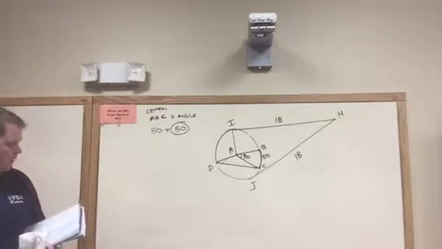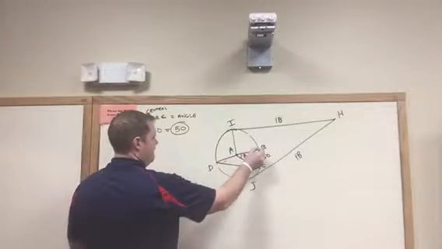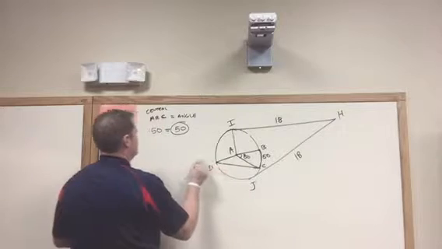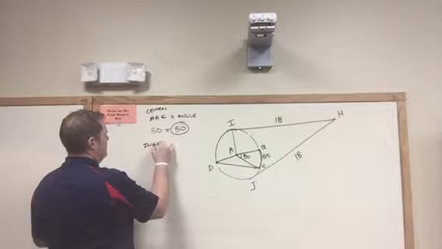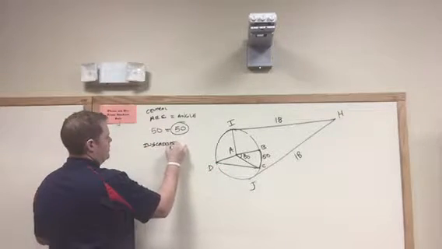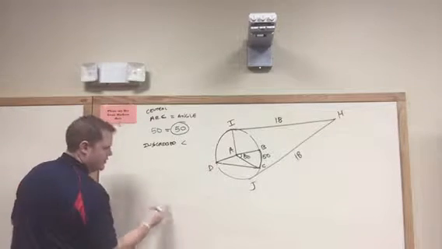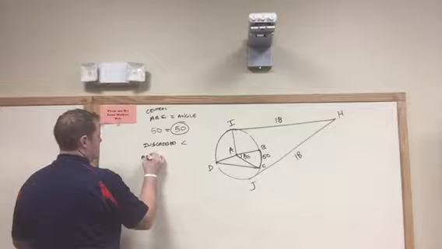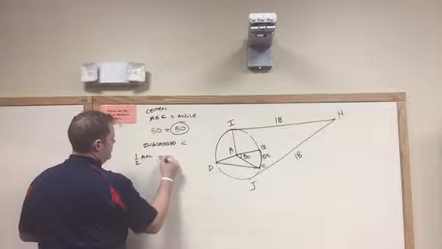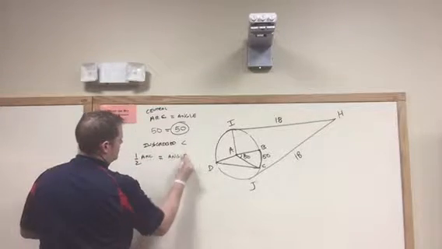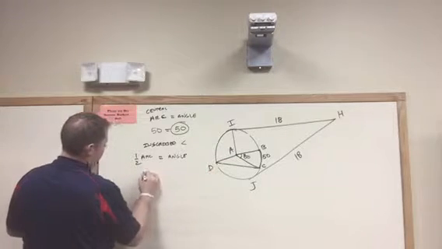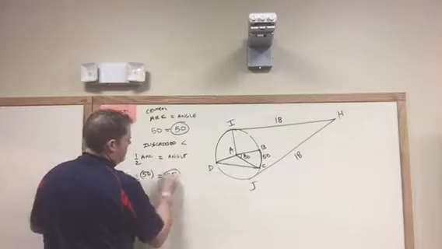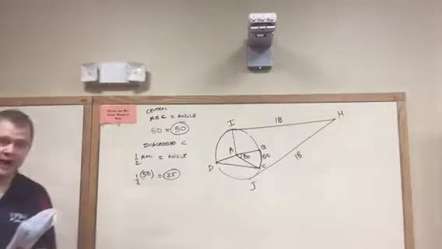Now, what would BDC be? So now, a little different. What kind of angle is this? It's an inscribed angle. And so what is an inscribed angle, class? It's 1/2 arc equals angle. So if the arc is 50 times 1/2, angle is what? 25.